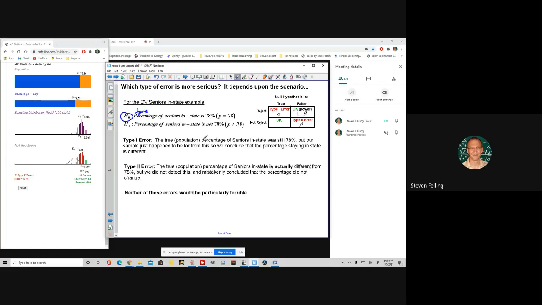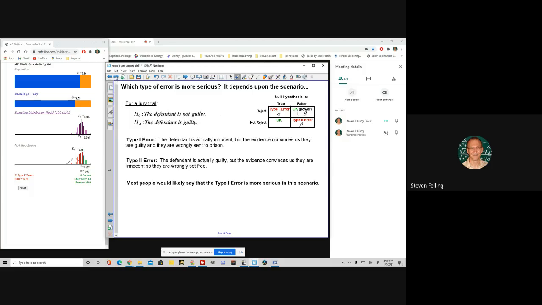I mean, there's no lives hanging in the balance or anything like that. But that's what a type 1 error would be. What would a type 2 error be? A type 2 error would be if the null hypothesis was false, which means that this is not true, this is what's true. There actually was a change in the percentage of seniors staying in state, but our analysis concluded that there was no difference from last year. Neither of those errors would be particularly terrible, so there's no particular reason to try to trade one of them off of the other.